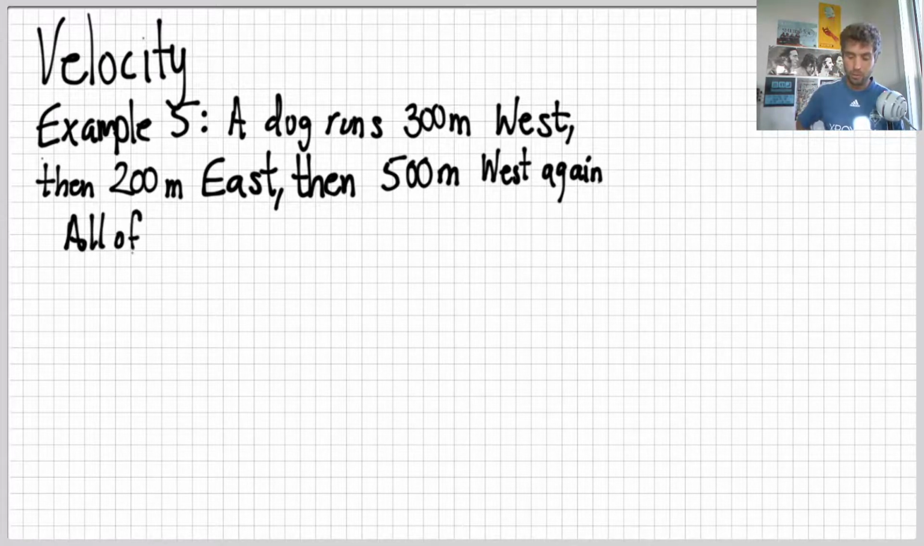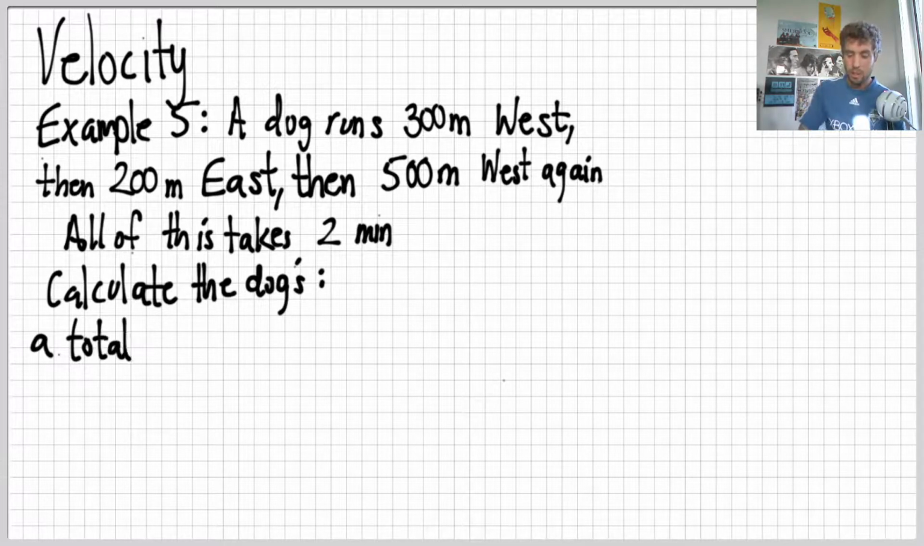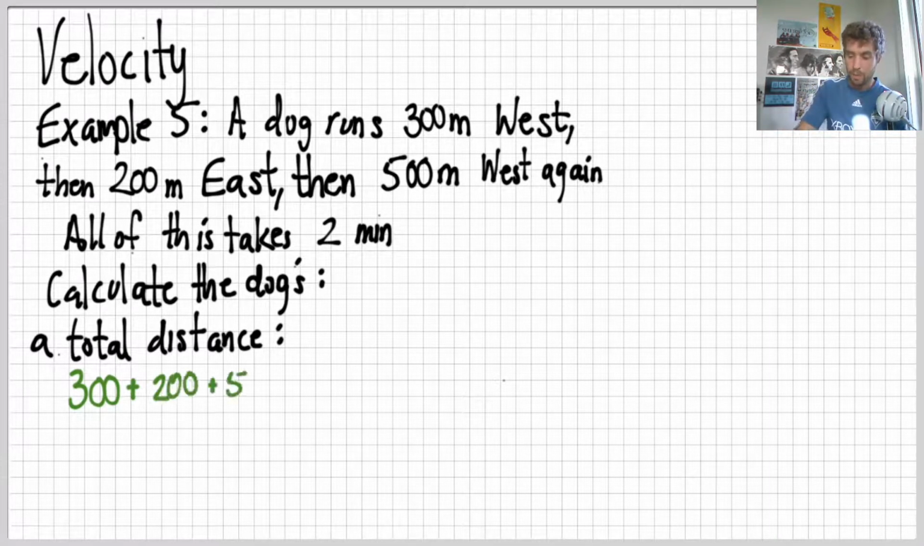First we have to, all of this takes 2 minutes? Yep. Okay. We need to calculate the dog's part A, total distance. Okay, so total distance is 300, then 200, then 500. We add all those together, and that, of course, equals 1,000. So a nice, handy, clean kilometer or kilometer. I know I always go back and forth between those.